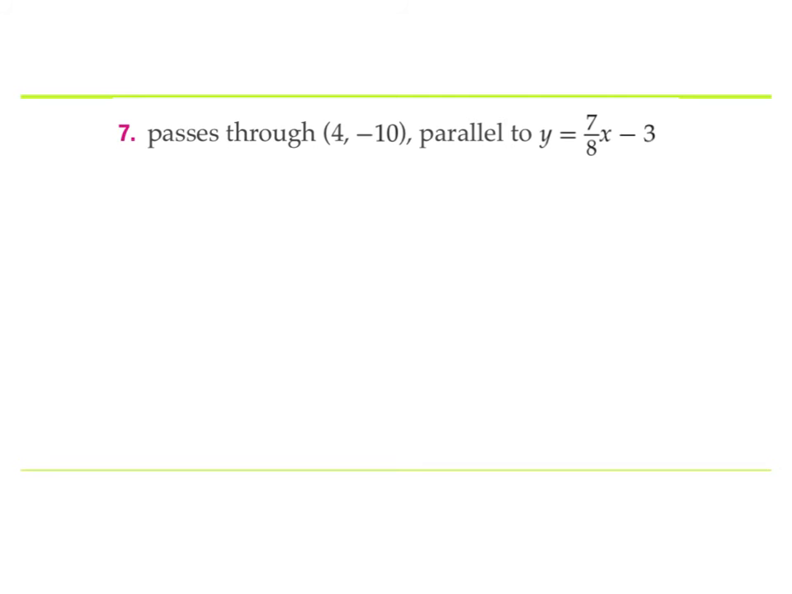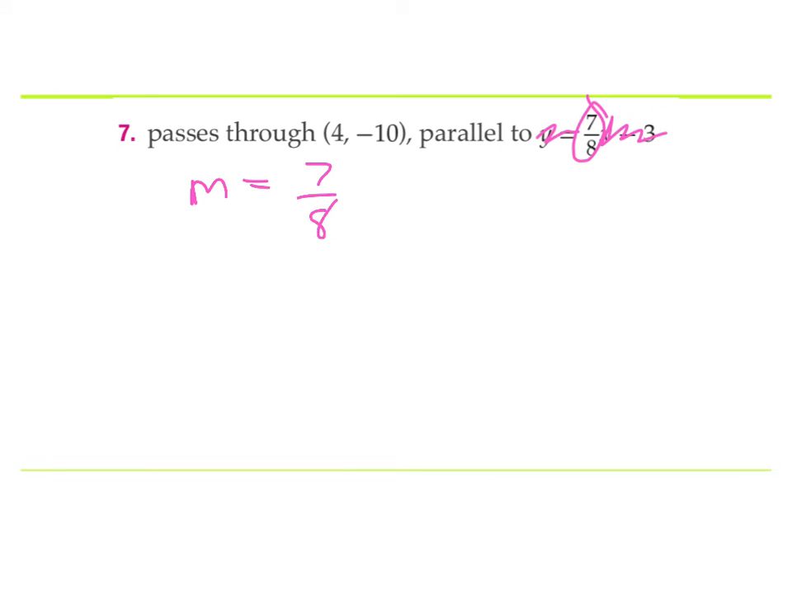All right, so we need to write an equation of a line that passes through (4, -10) and is parallel to y is equal to 7 over 8x minus 3. So what is our slope of our new equation? It's the same. So 7 over 8. We can ignore everything else. We don't need it. So our slope is 7 over 8.